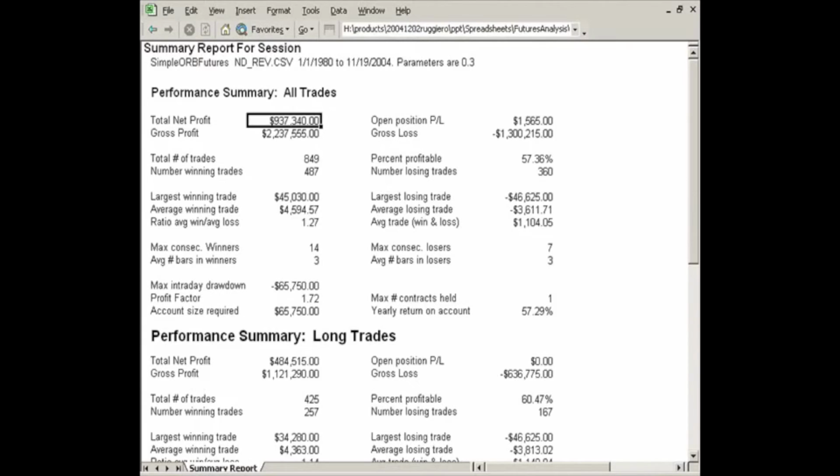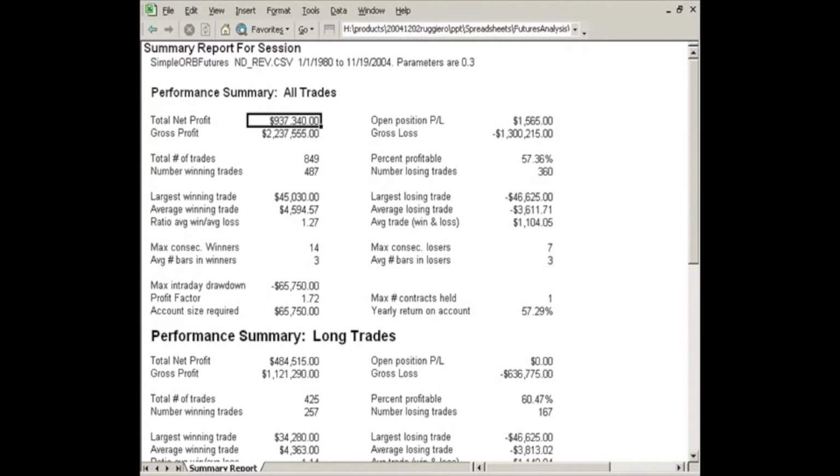So think about that. On a mini, that's 1/5 of that. That's $200 a trade. Does that sound too bad for a free system? And with one parameter, I'm sure you could add some filters to it and make it even better. Doesn't that sound like a good starting point?